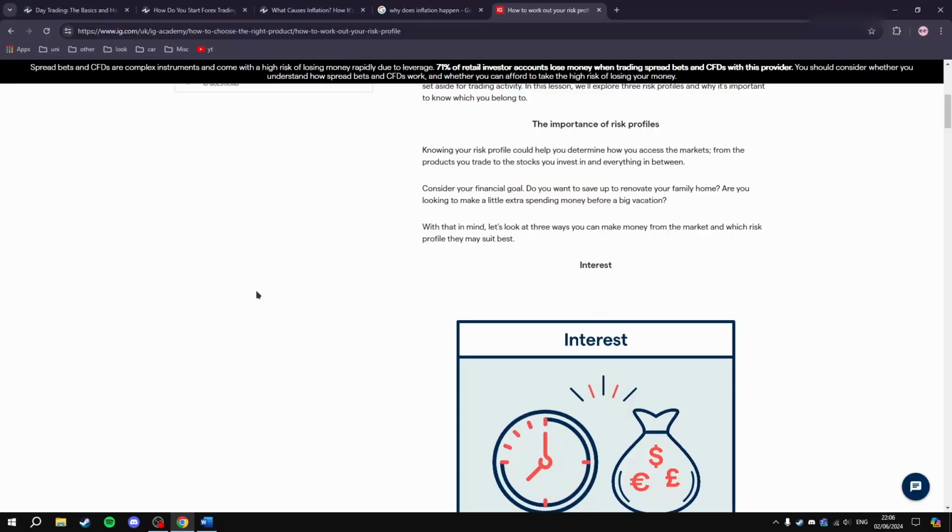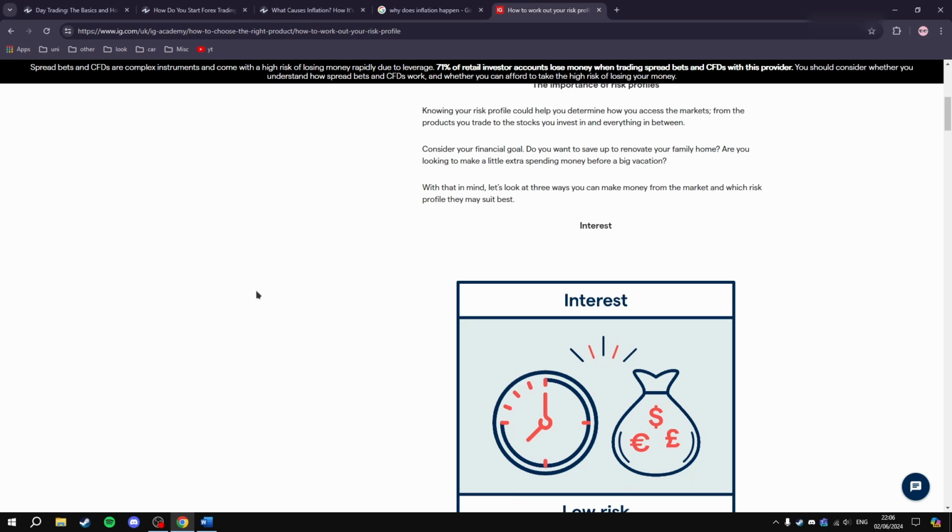Consider your financial goal. Do you want to save up to renovate your family home? Are you looking to make a little extra spending money before a big vacation? With that in mind, let's look at the 3 ways you can make money from the market and which risk profile they may suit best.